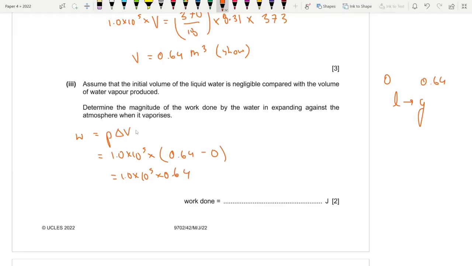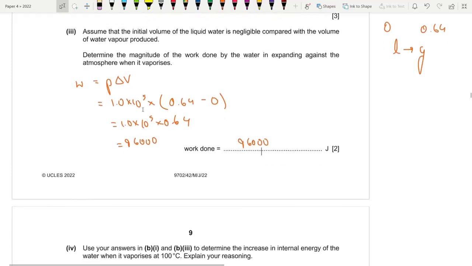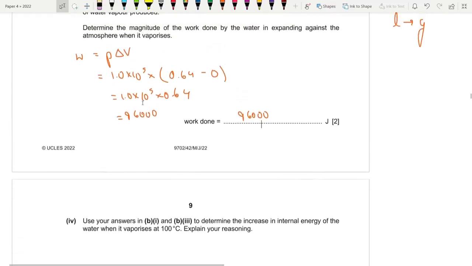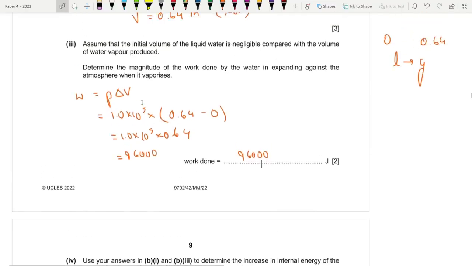So it's basically final volume 0.64 minus 0, which is 1.0 into 10 power 5 times 0.64. How much do we get? 96,000 joules. Okay, next. Sorry, I made a mistake in the calculation. 64,000, or 6.4 into 10 power 4, yeah?